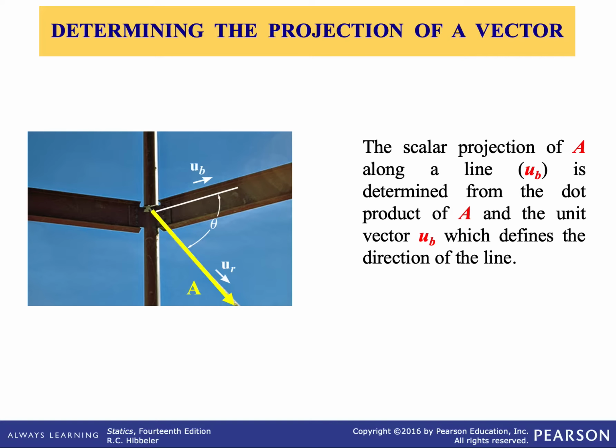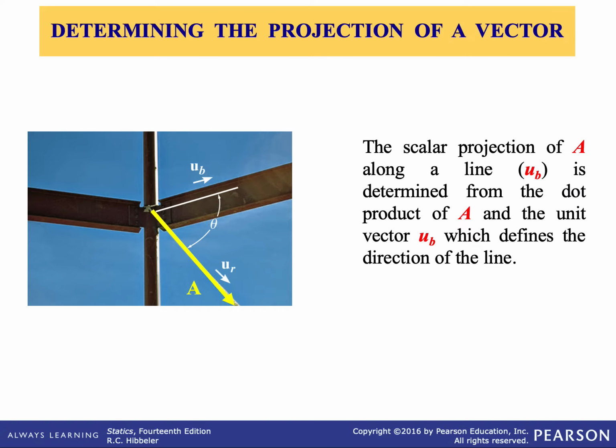The other good use for dot product is finding the projections of a vector or a force along a particular line or position vector. A lot of times we need to project a force or a vector of any kind along a particular direction. In this image, we have this vector A, and also two unit vectors. The unit vector of B is the direction along this beam, and the unit vector of R is the direction along the axis where A is acting.